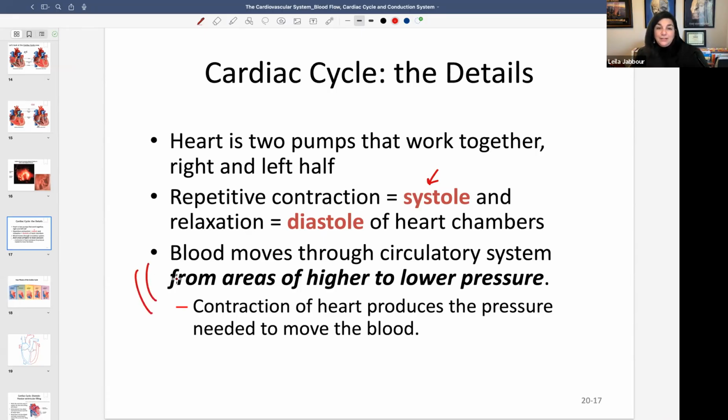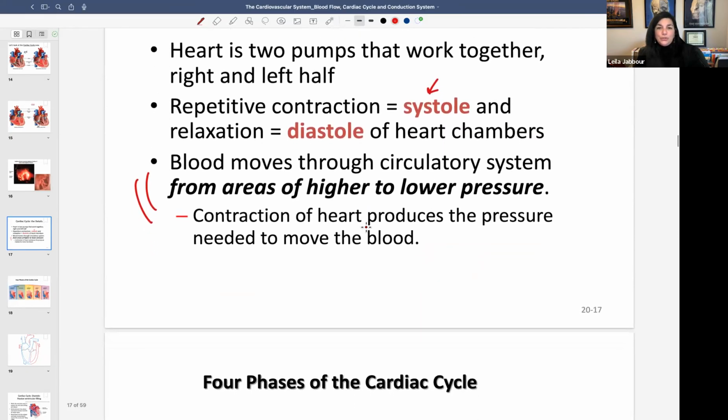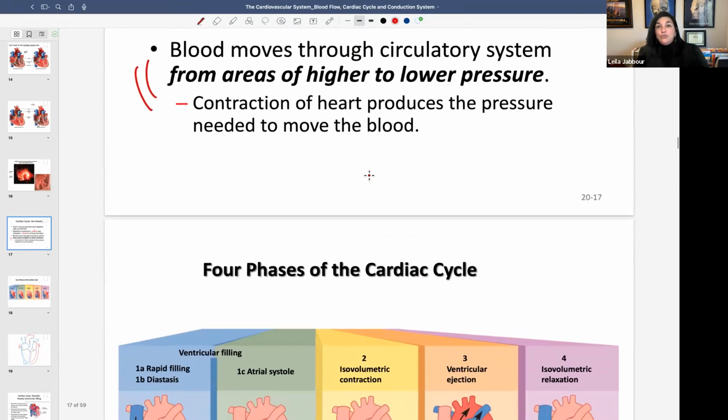Keep that in mind, that blood moves through the circulatory system from areas of high pressure to low pressure. And it kind of makes sense, because here you are trying to squeeze the blood through a vessel. So you're increasing the pressure at one end to push it forward. So there's less pressure at the other end, and the higher pressure is at the end where you're starting, and you're moving that blood forward like that. So the blood moves from areas of high pressure to low pressure.